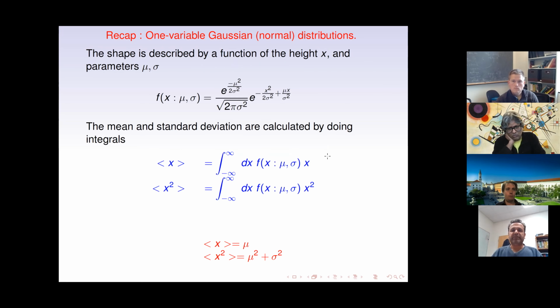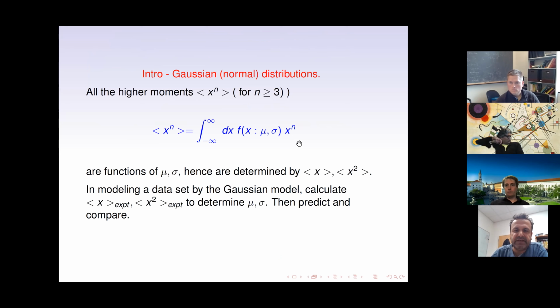So let's remember something useful about Gaussians. If you have a single-variable Gaussian, there's a probability distribution. It is quadratic in X. It's a quadratic expression, a linear and a quadratic term here. X is your random variable. And this distribution has two parameters, mu and sigma. And you can calculate the expectation value of X and X square in terms of mu and sigma, which are the parameters of your model. And then, of course, higher order moments can be calculated in a similar way. And there are some functions of mu and sigma.